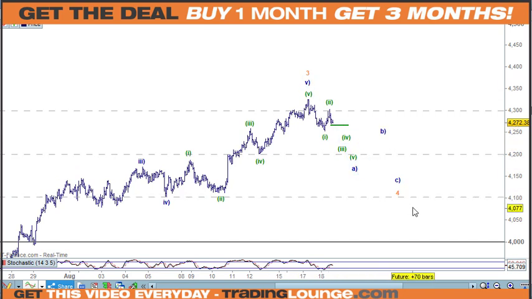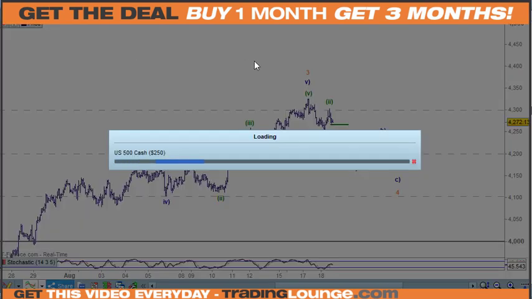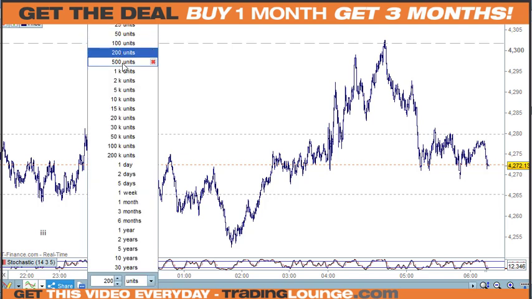Now it may be like that. It may. Like I said, we could end up with a triangle here. We could end up with all sorts of things here. We don't know yet, but we should end up lower here. And now we have that 5 waves, which is fantastic. So based on that, we'll go to the 100 ticks, and let's just get a bit more data in here.